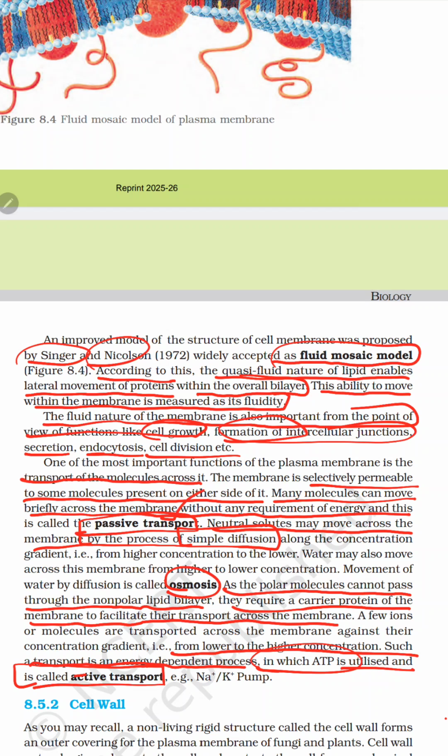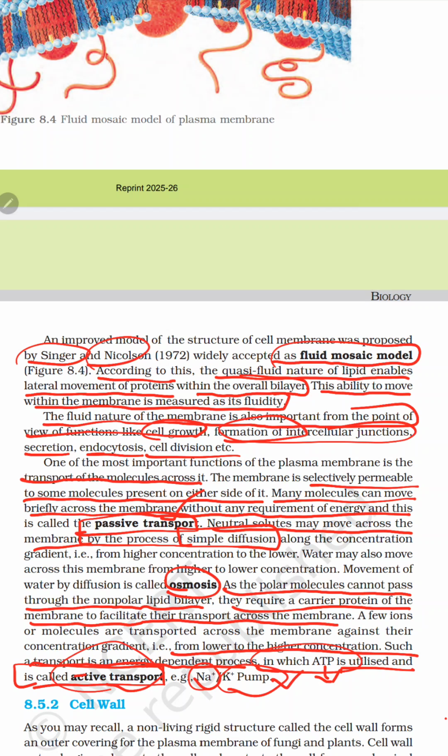For passive transport, no energy is required. Molecules can be moved across the membrane without the use of energy. Whereas in active transport, some molecules or a few ions have to move across the membrane from low concentration to high concentration, so they require energy. ATP is utilized, and this is known as active transport. The sodium-potassium pump is used.